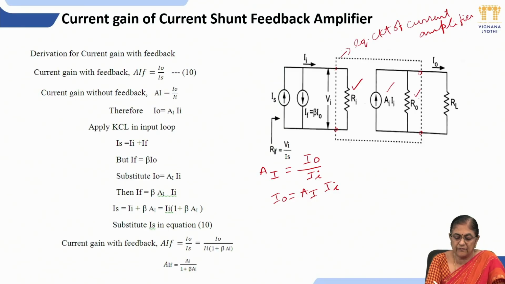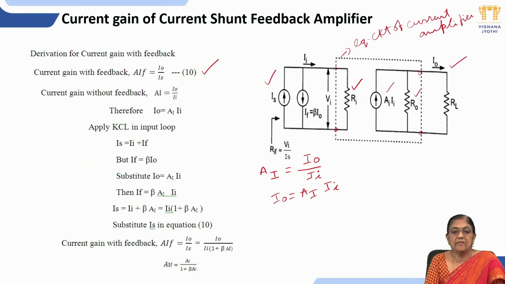So current gain with feedback is defined as the ratio of output current of the feedback amplifier to the input current of the feedback amplifier. What is the output current of the feedback amplifier? I naught. What is the input current of the feedback amplifier? Is. So therefore, current gain with feedback, AIF, is I naught by Is.